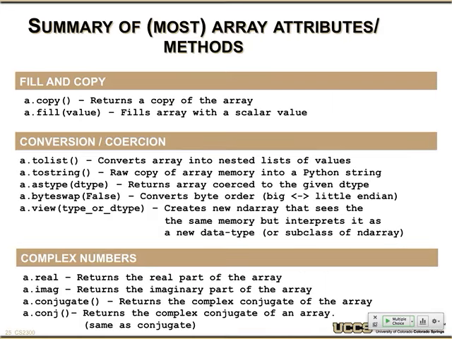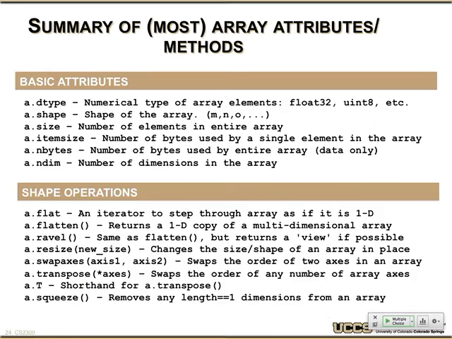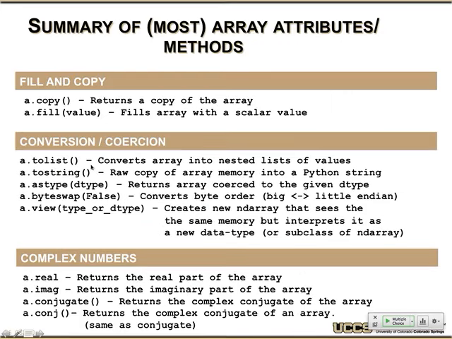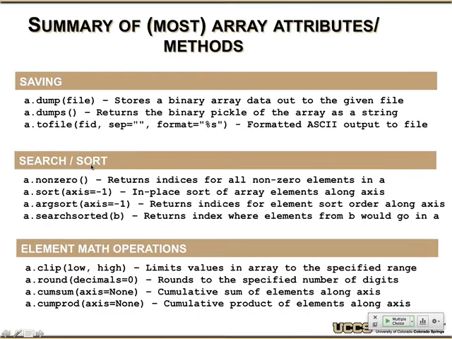I'm not going to go through all the operators. There's a copy and a fill, to make copies. I can convert, I can coerce them. So I can convert them into a list. I can convert them into a string. I can view them in different ways, skip complex numbers. Sorry, I went the wrong way. I can save them to a file. So I can save the packed binary form of them by giving it a file.